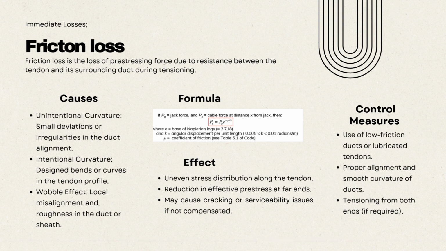The main impact of friction losses is that the pre-stress force is not uniform. It's higher near the jacking end and lower at the far end. If not accounted for, this can reduce structural efficiency or even lead to cracking. To minimize friction losses, we can use smooth or lubricated ducts, ensure proper alignment during construction, or sometimes apply tension from both ends. So in short, friction losses are small but critical. Controlling them ensures that the design pre-stress is effectively achieved throughout the member.